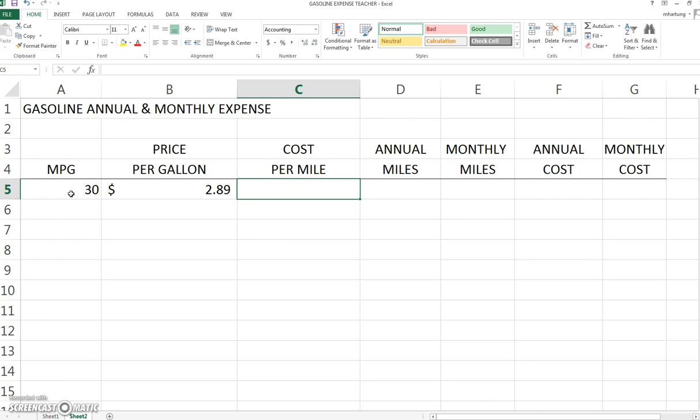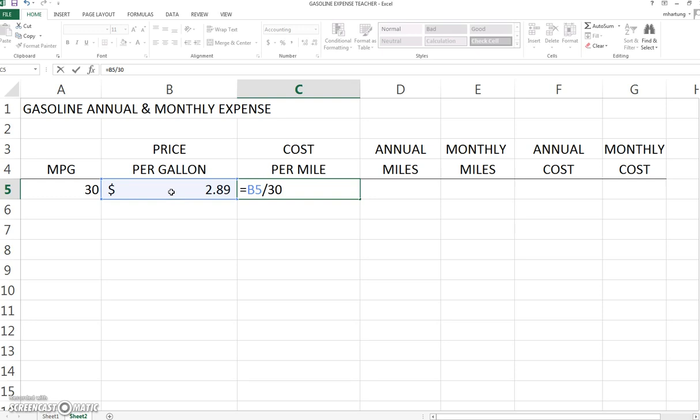Cost per mile. Here's a calculation that we need to do. Write down what you wrote: cost per mile, equal sign. We need to take the price per gallon and divide it by miles per gallon. So we start with that equal sign. Price per gallon divided by 30, because we want to find out how much it costs to go 1 mile.